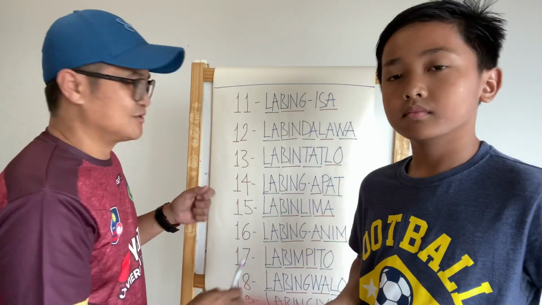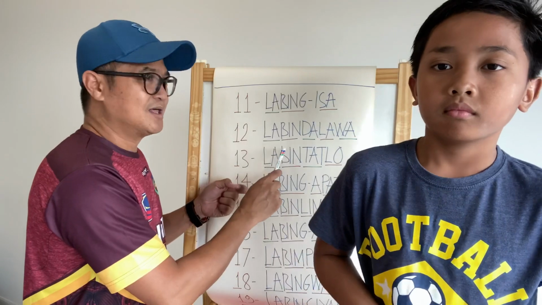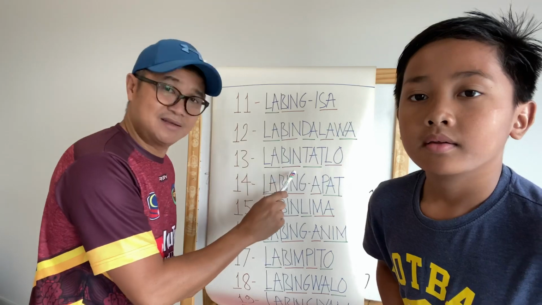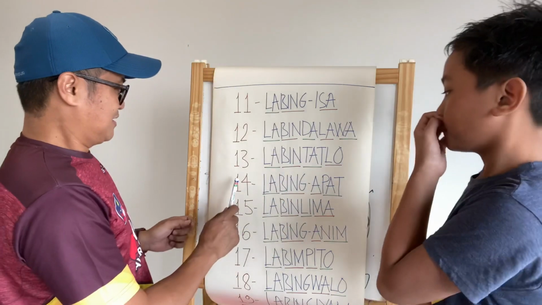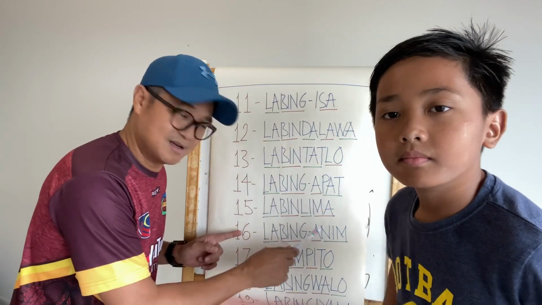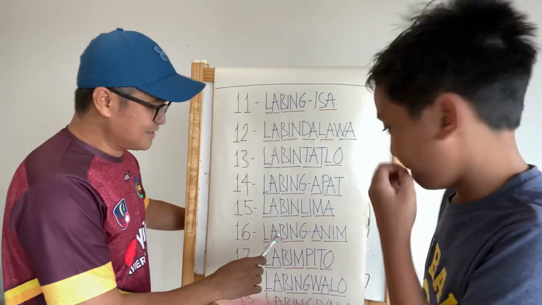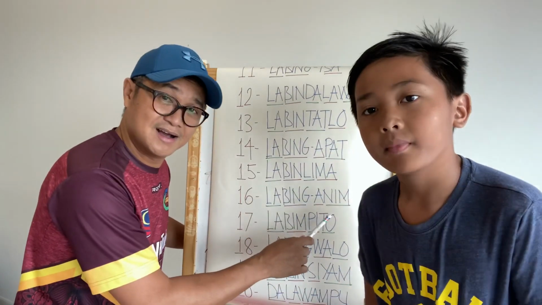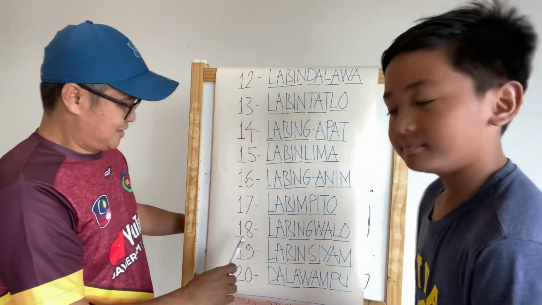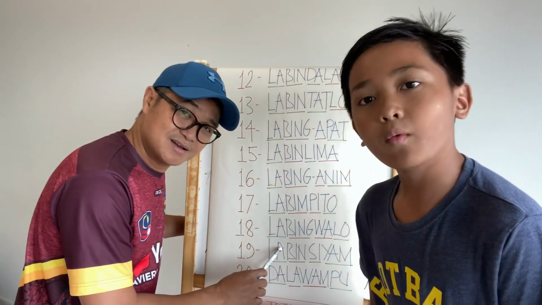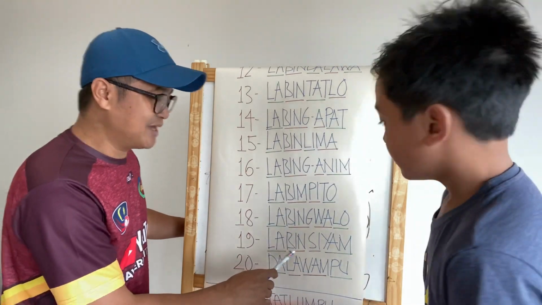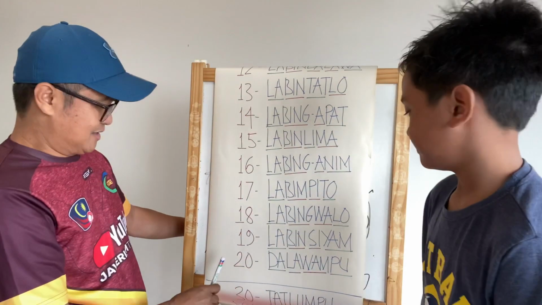And we go to number 12, which is labing dalawa. 13 is labing tatlo. 14 is labing apat. 15 is labing lima. 16 is labing anim. 17 is labing pito. 18 is labing walo. 19 is labing siyam. 20 is dalawampu.